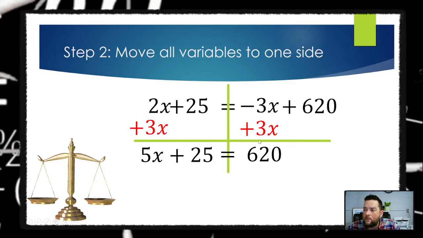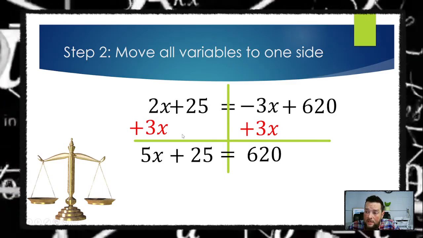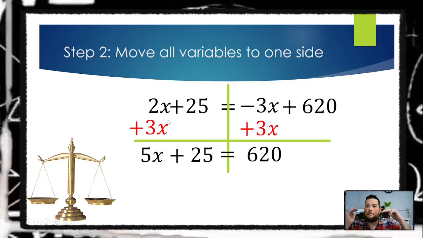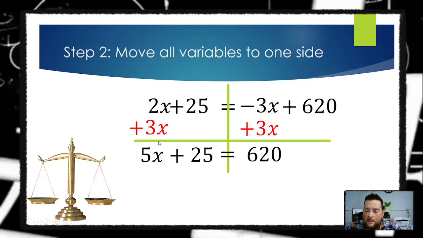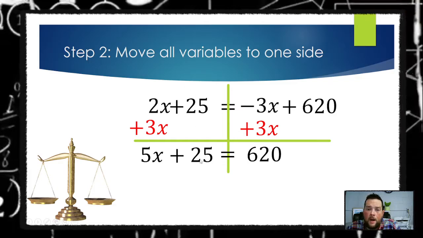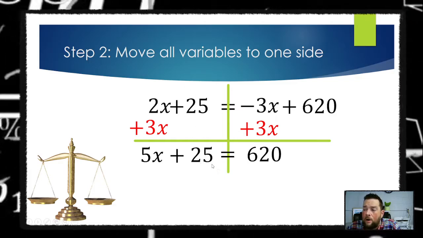So I had to add 3x on this side, which means I have to do the same thing on the other side to maintain the balance. And 2x's plus 3x's equal 5x's, all right? And we don't want to forget about our plus 25. We're going to go ahead and bring that on down.